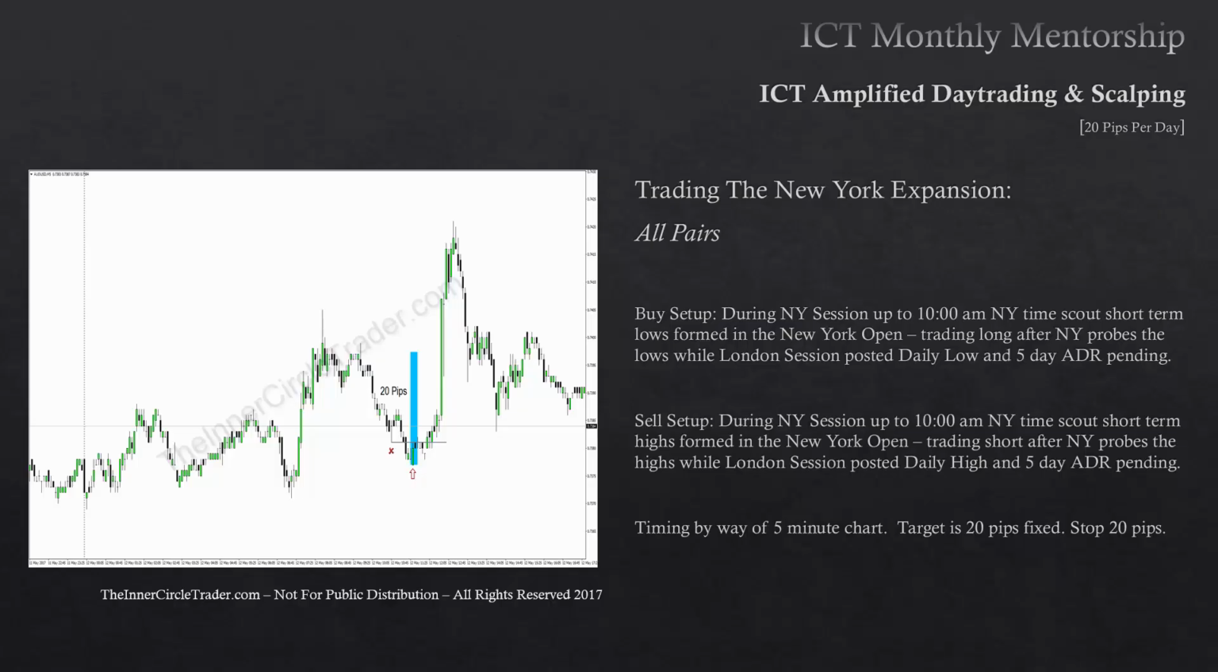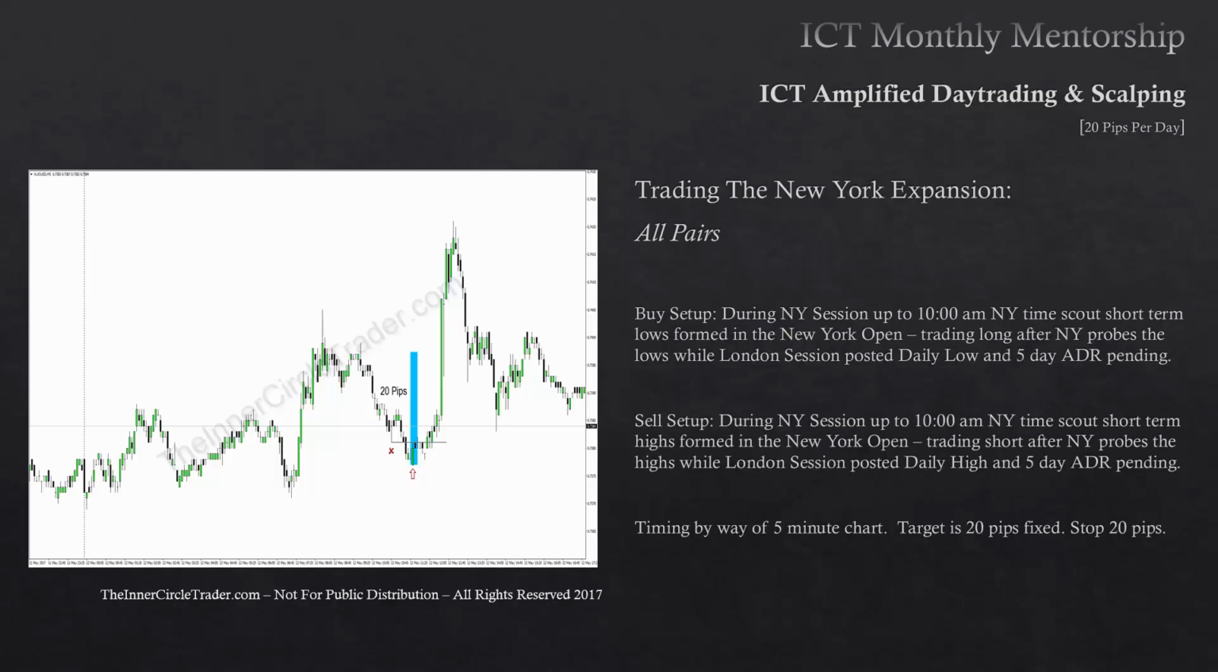Okay, our second way of scalping 20 pips. We're going to be trading the New York expansion, and this is a pattern that's good for all pairs. It's no special favorite pair for this. It's a universal application.